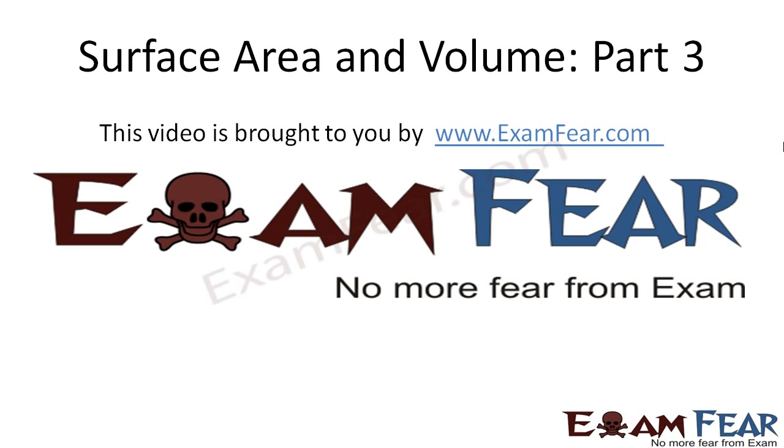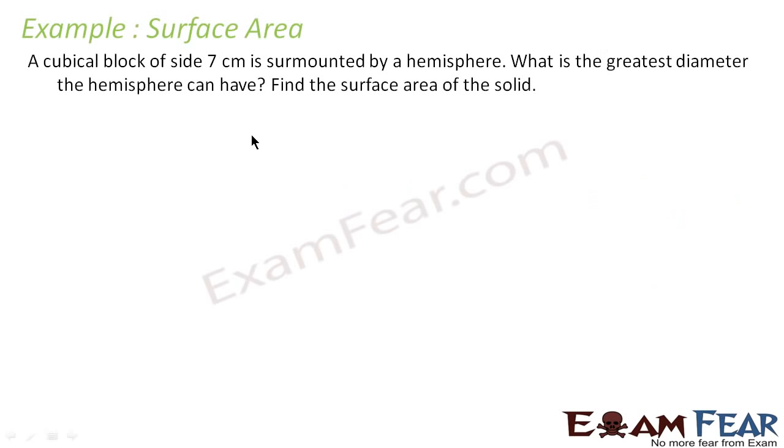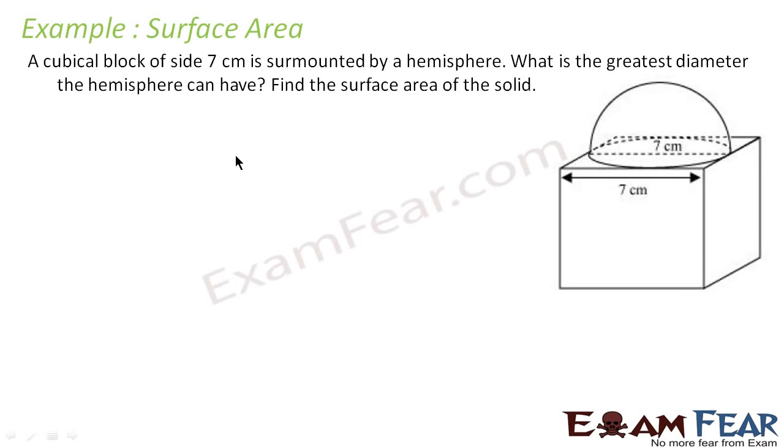Before watching this video, please make sure that you have watched part 1 and part 2. The question says a cubical block of side 7 cm is surmounted by a hemisphere. What is the greatest diameter of the hemisphere we can have? And we have to find the surface area of it. So let's first draw a diagram. This is what the diagram looks like.